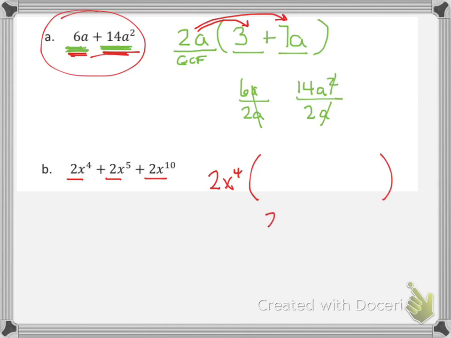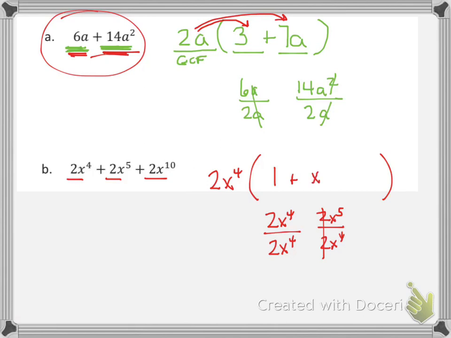I'm going to take that first term, 2x to the 4th, and I'm going to divide it by my greatest common factor, which is 2x to the 4th. So my first term becomes a 1. Second term was a 2x to the 5th. I'm going to divide that by 2x to the 4th. The 2's cancel. 4 of the x's cancel, so I'm only left with a positive x.